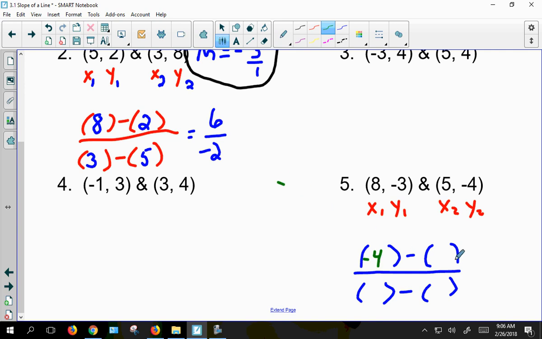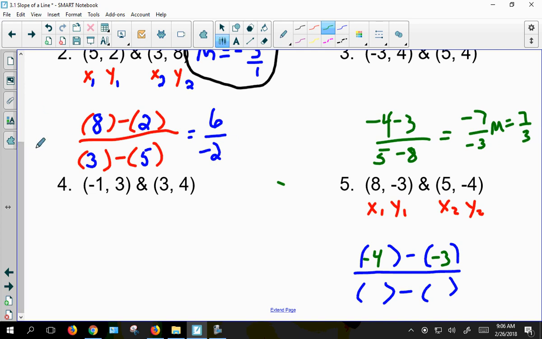Y1 is -3. Now, if you do this without the parentheses, you have a habit of doing, oh, -4 minus 3 over 5 minus 8, and then you end up with -7 over -3, and then you think m equals 7 over 3. That's not right, because it's negative. It's minus 3, which turns my 3 into a positive.